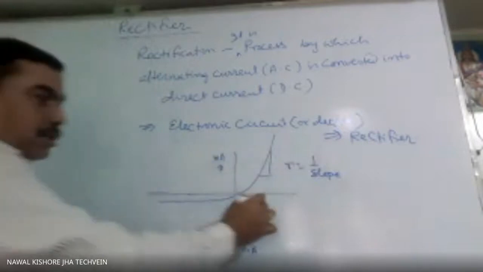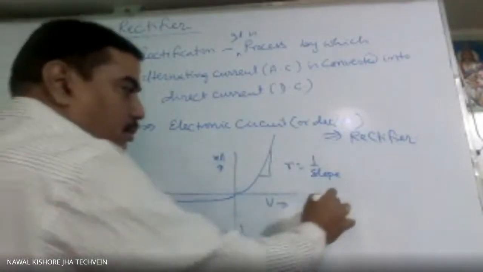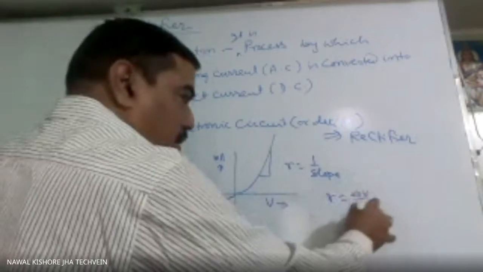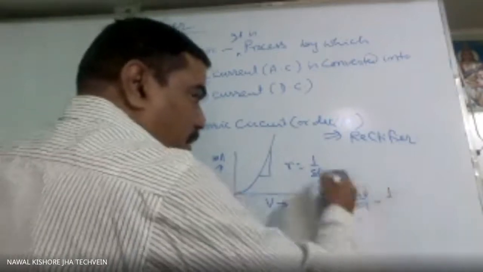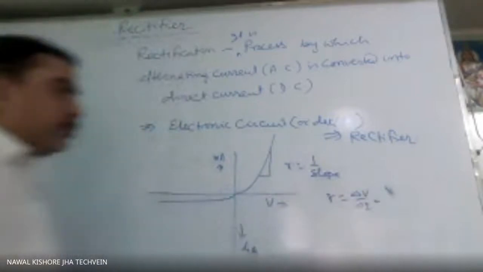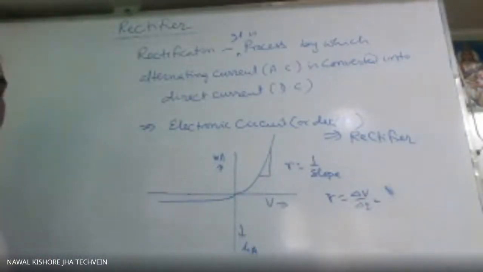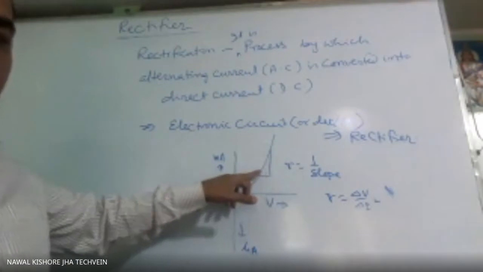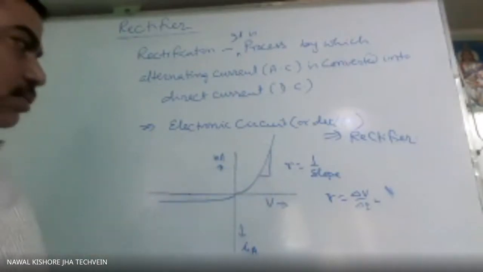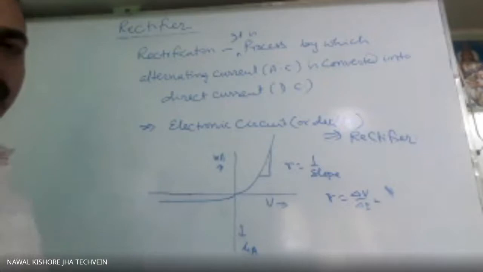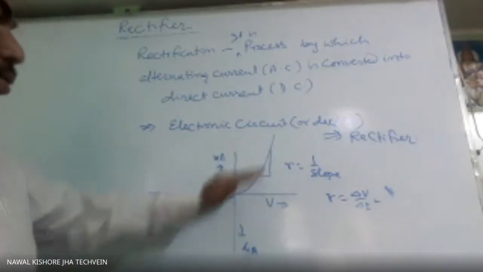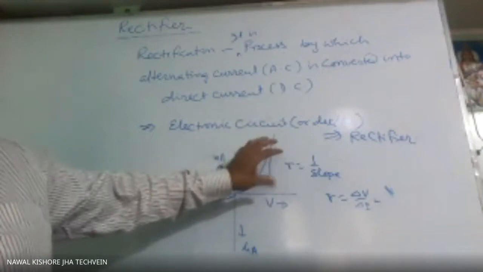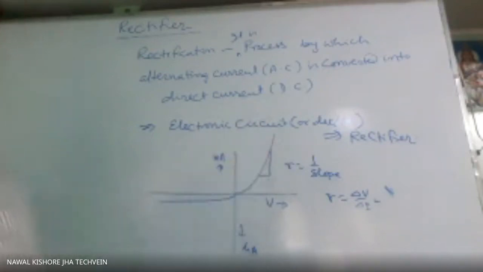Resistance is the inverse of the slope, because it is an I versus V graph. So resistance means delta V over delta I. So it is 1 by slope, the inverse of the slope. As this slope is very large, this angle is nearly 60 degrees, more than 60 degrees it will come. So this shows the resistance of the diode is very less in case of forward biasing.